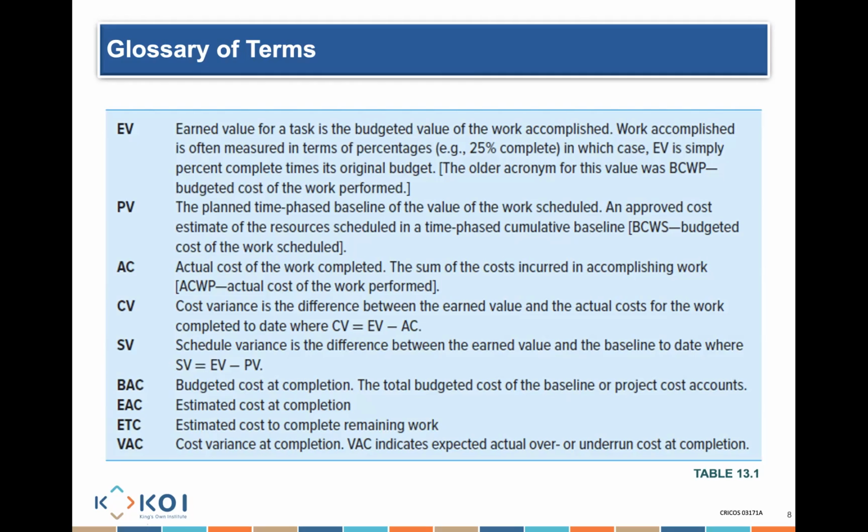How much work have I actually earned at any particular point of time? On day one, I've earned 30% worth of work. To put it in context, if you have a task that is supposed to cost me $1,000, and I say I've earned 50% of that task, how much have I earned, guys? If a task is supposed to cost me $1,000 and I say I've earned 50% of it, how much have I earned? 500. That's it.